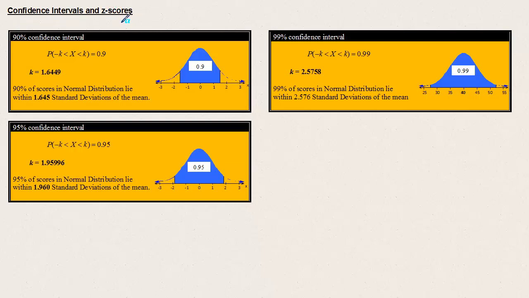Confidence intervals and Z-scores. So if we're talking about Z-scores here, we're back to talking about the standard normal distribution, Z, which follows a normal with mean 0 and standard deviation 1. So within 90% of the mean, we have from negative 1.6449 out as far as 1.6449. So this is symmetric.